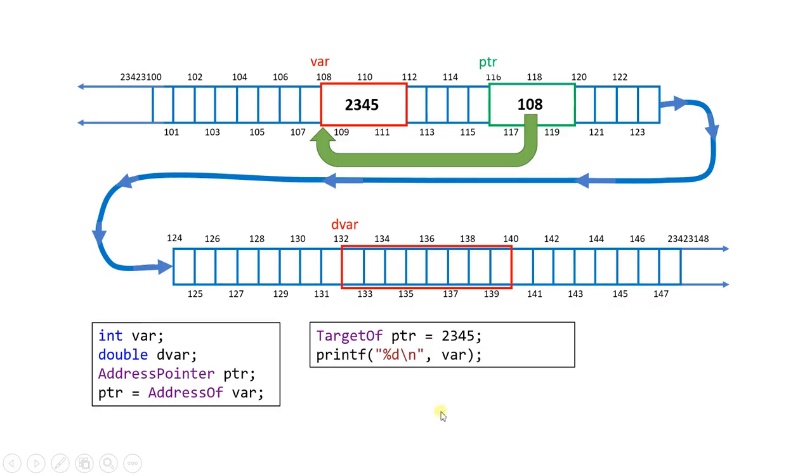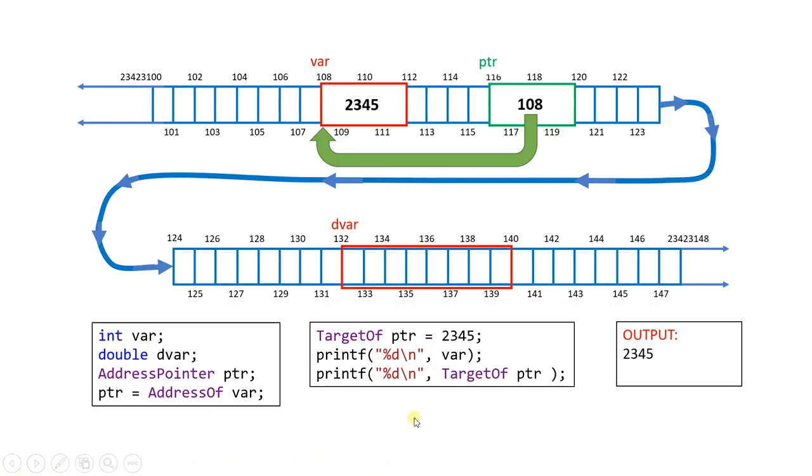Surprise. So as a result, if I print var now, what's going to get printed? Perfect. That's exactly what's going to happen. 2345 is going to get printed. What if I print target of PTR? What's going to get printed? Don't answer, think and then answer. What is target of PTR? Why do people like to get confused when it's so simple and straightforward? I didn't say print PTR. I said print target of PTR. So it goes to PTR, it sees there is an address in there. It goes to the target, prints the target. What's going to get printed? 2345. All right?